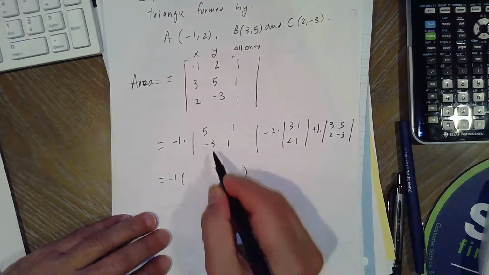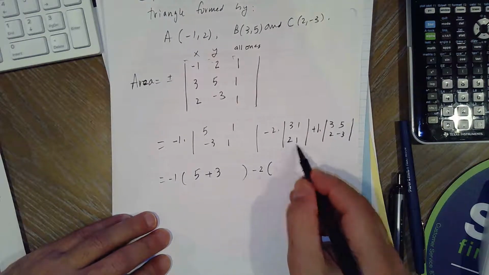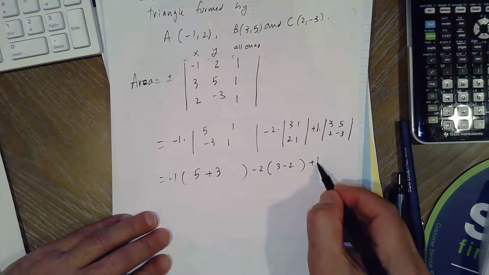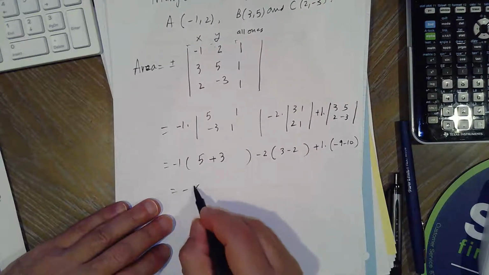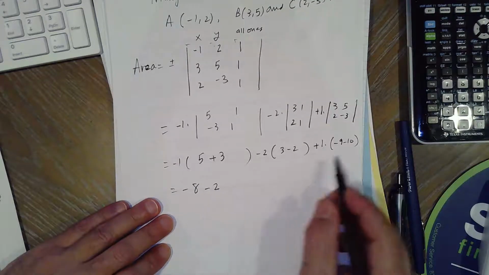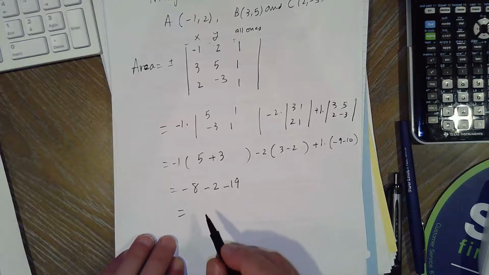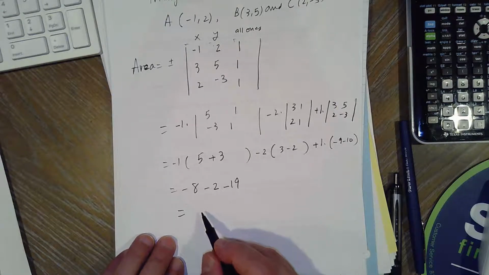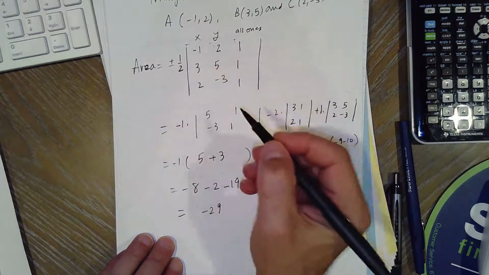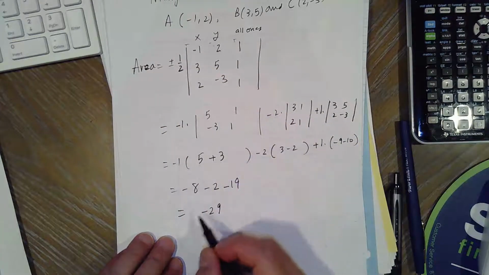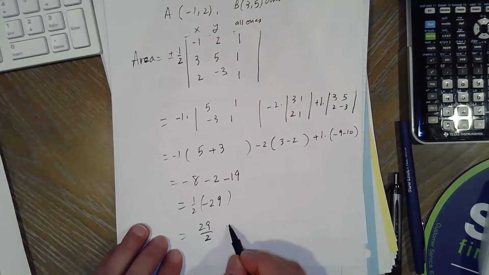So it's -1 times 5 minus -3, minus 2 times 3 minus 2, plus 1 times -9 minus 10. So that's -8, that's minus 2, minus 19, which is -29, and I forgot the 1/2, sorry. It's plus or minus 1/2, so it's half. So it's 29 over 2 square units.